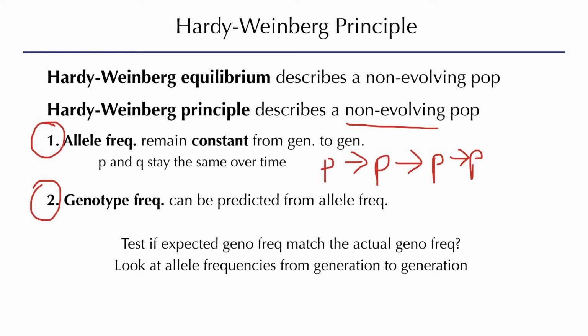It also says that your genotype frequencies can be predicted from the allele frequencies. So basically, if you know what the p is and what the q is, you should be able to calculate how those should be distributed as far as homozygous dominant, heterozygous, and homozygous recessive. And how you figure that out is basically what we've just done. So you're going to test if the expected, which is the calculated, genotype frequencies match the actual genotype frequencies. And also, if you have generation to generation data, you can look at the allele frequencies and see if the p's and q's change or not.